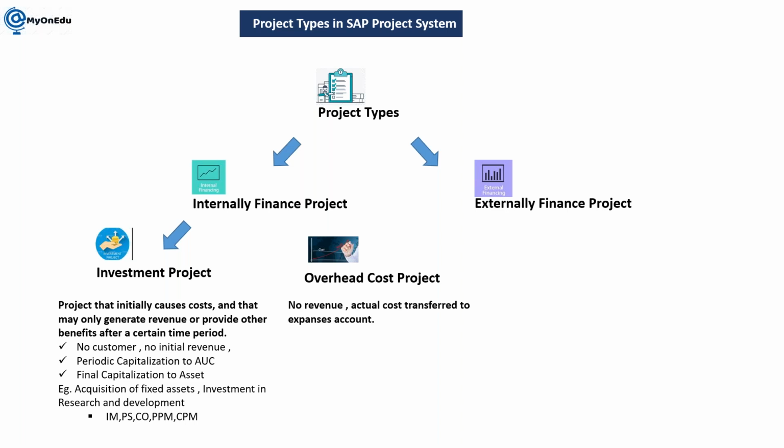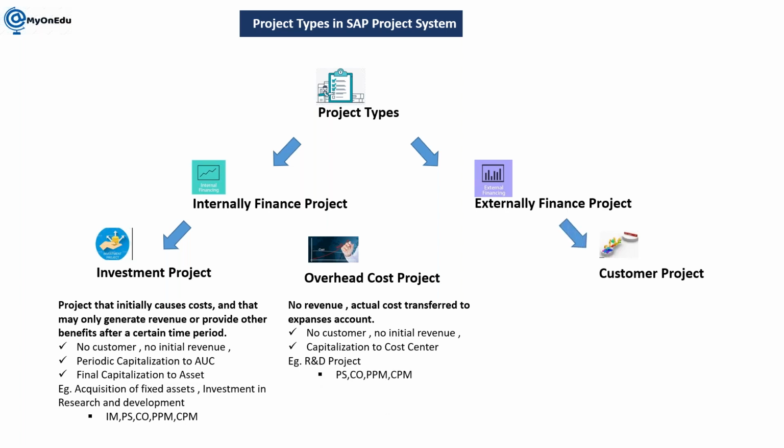For an overhead cost project, there will be no revenue, and the actual cost is transferred to an expense account. Whatever cost is incurred has to be settled into the expense account only. There will be no customer and no initial revenue, and here capitalization goes to a cost center. If you are new to SAP, I'll explain terminology like cost center and AUC in upcoming sessions.